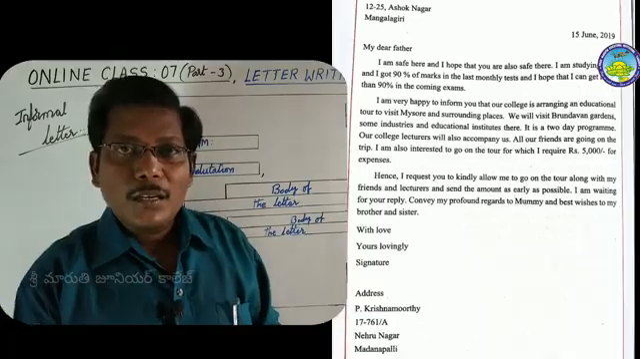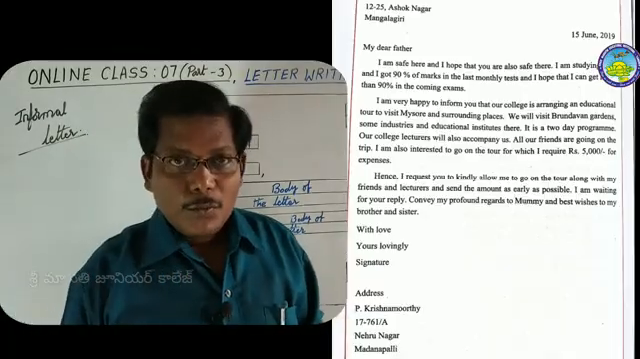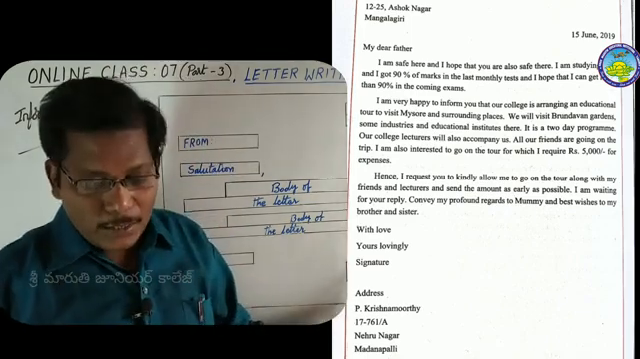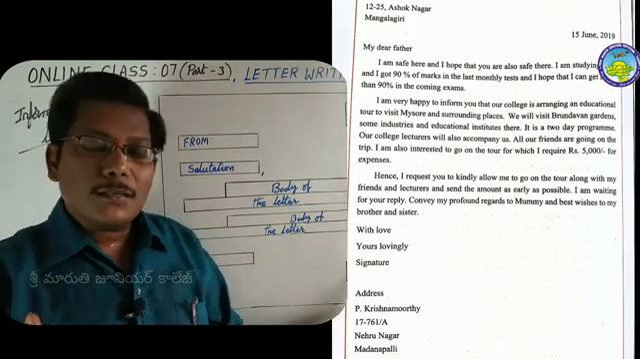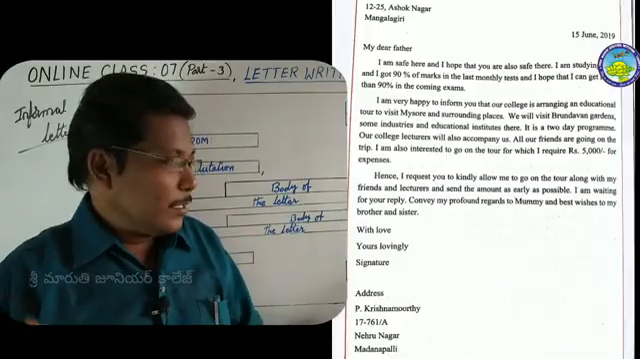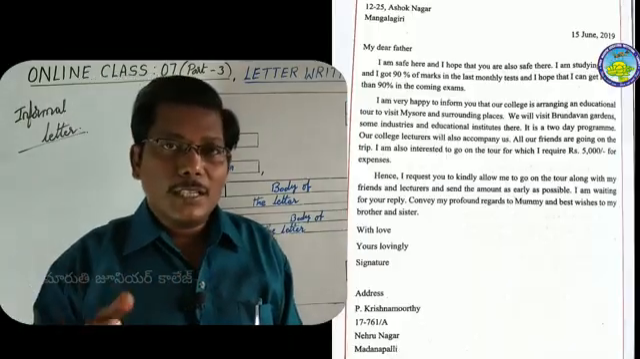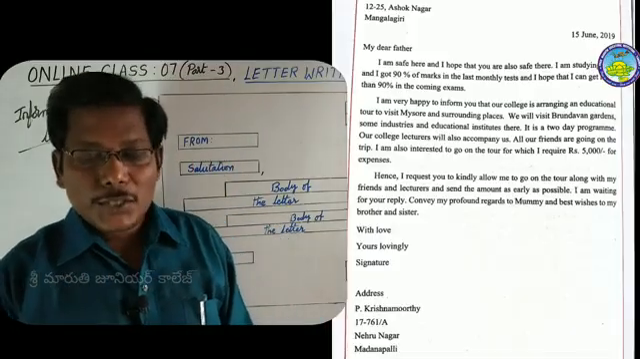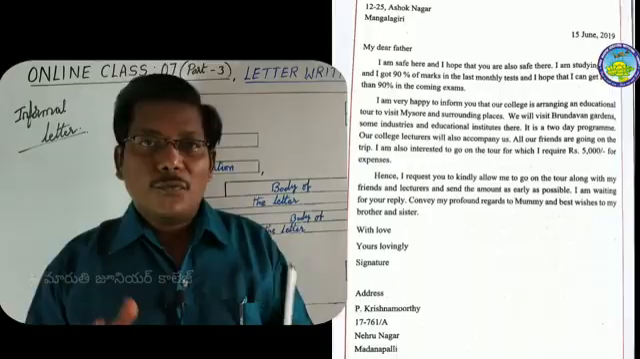After writing this one, on the right side, okay, understand, on the right side in this place you can write the subscription, and subscription means yours lovingly. Like that. So after that you can put the signature. This is the one model letter given in our textbook. So in this way we need to write an informal letter.